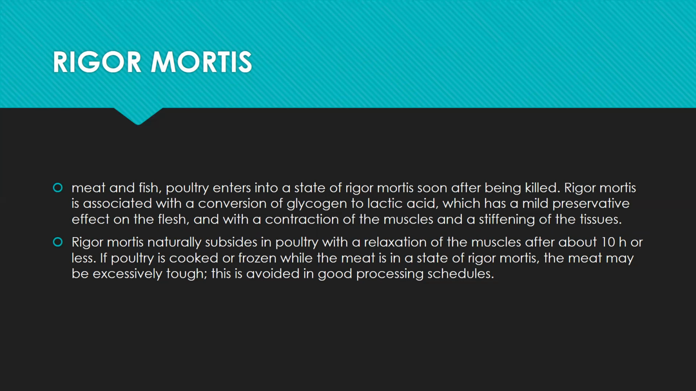Rigor mortis naturally subsides in poultry in 10 hours or less. In meat products, it usually takes 2 days. If poultry is cooked or frozen while the meat is in a state of rigor mortis, then the meat may be excessively tough, and this is avoided in good processing techniques. So, as soon as the poultry is in the rigor mortis stage, if you cook it or freeze it, then the meat would be excessively tough.